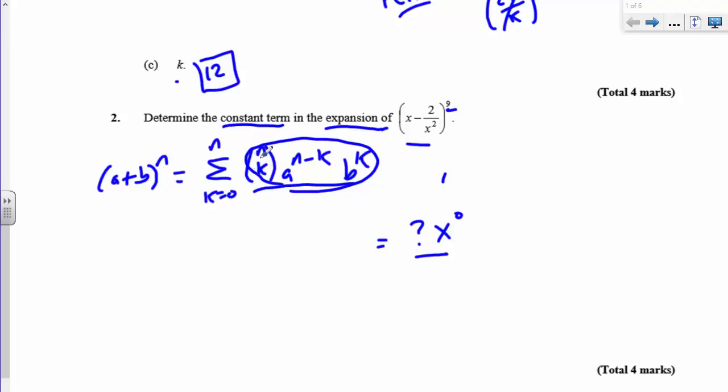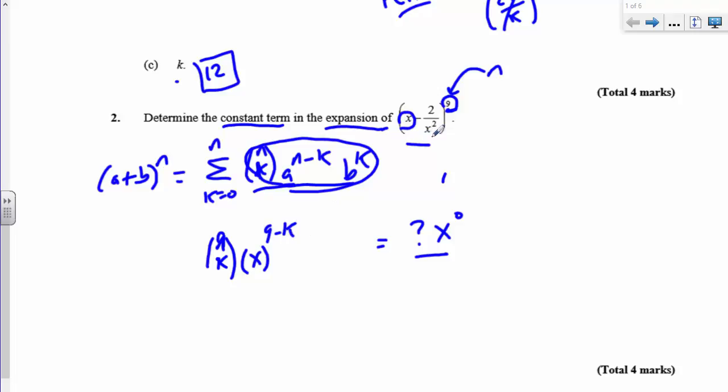I don't really care about this part, n choose k, because we don't care about the number in front of these. Not now, but I'll just write it for now to show you what I'm doing. So I'm going to say n choose k. Keep in mind the value of n is actually this right here. It's 9. So I can go ahead and write that: 9 choose k. A, this thing right here, is actually just x, and it's going to be x to the power of n minus k. Recall that this n is the same thing as 9. So this is 9 minus k.